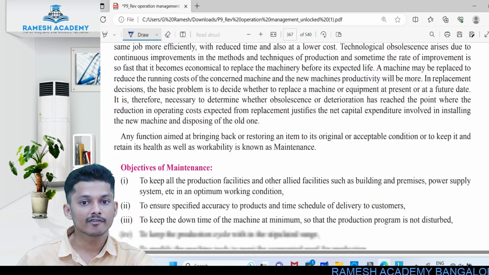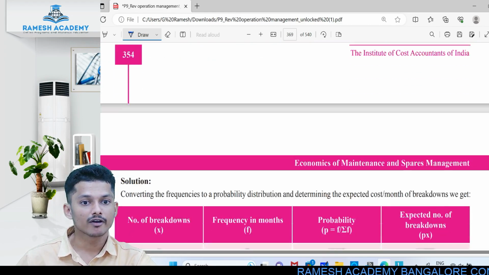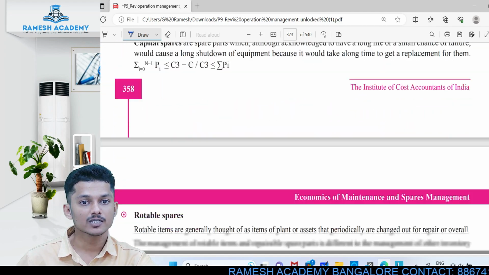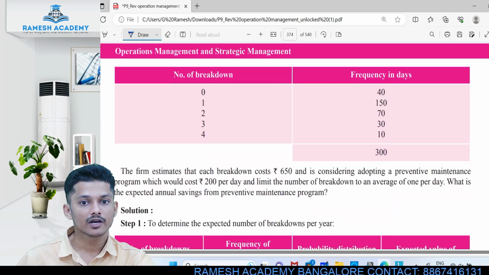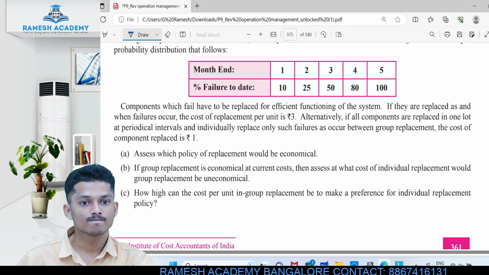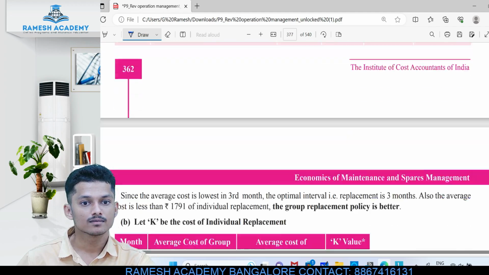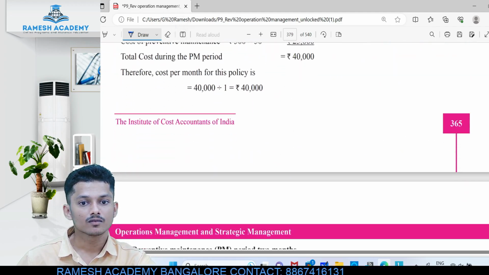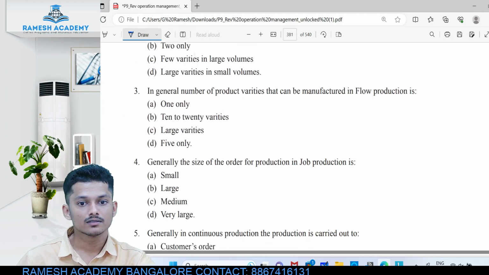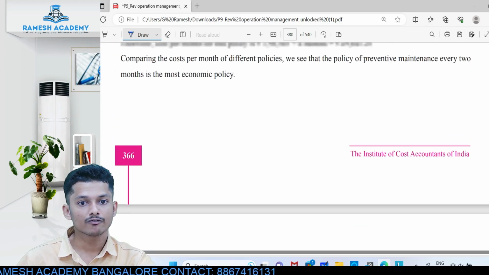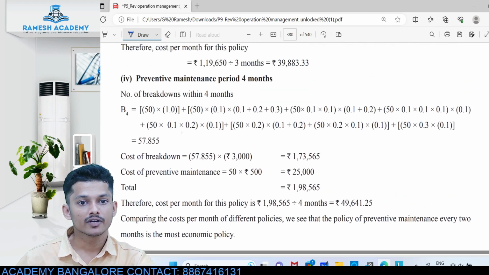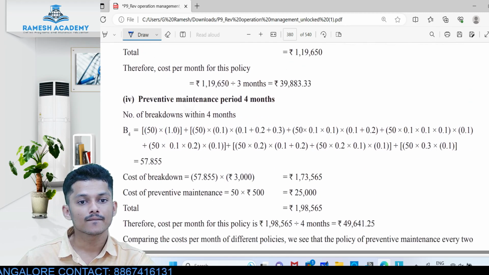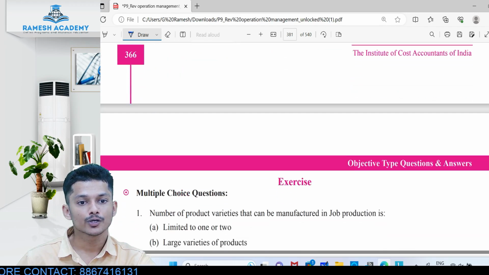Next, replacement of a machine, 7.4. From here onwards we have a few problems. Okay, in 7.5 spare parts management, here we have a few problems again. And as soon as 7.4 and 7.5 are completed, then we are done with this module.